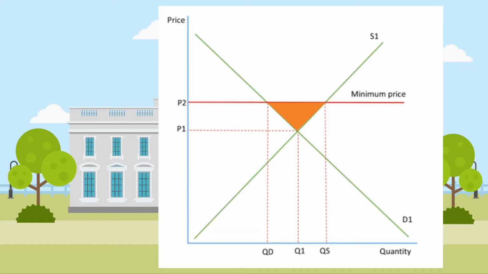However, the minimum price is set at P2 and as a result QD is demanded, but QS is supplied, so there is an excess supply of QS to QD, shown by the shaded area.